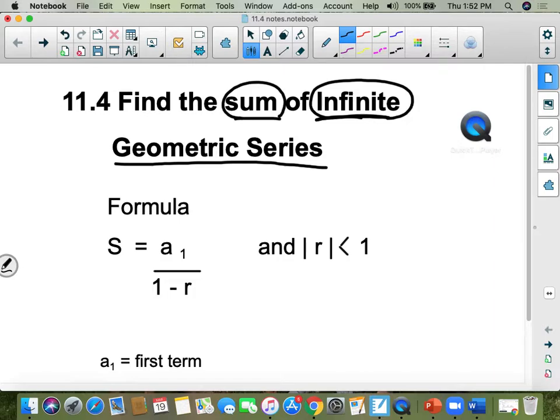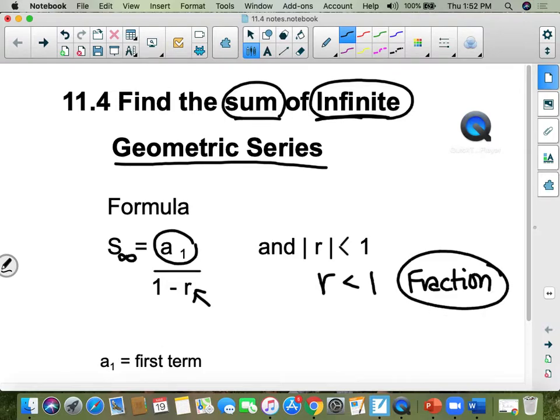And it's the sum of an infinite, there's a little infinity sign right there. The sum of an infinite series, all you need to know is the first term divided by 1 minus the ratio. But there is a stipulation. The ratio must be less than 1, the absolute value of that. What that means is it must be a fraction. If the ratio is a fraction, you can find the sum.